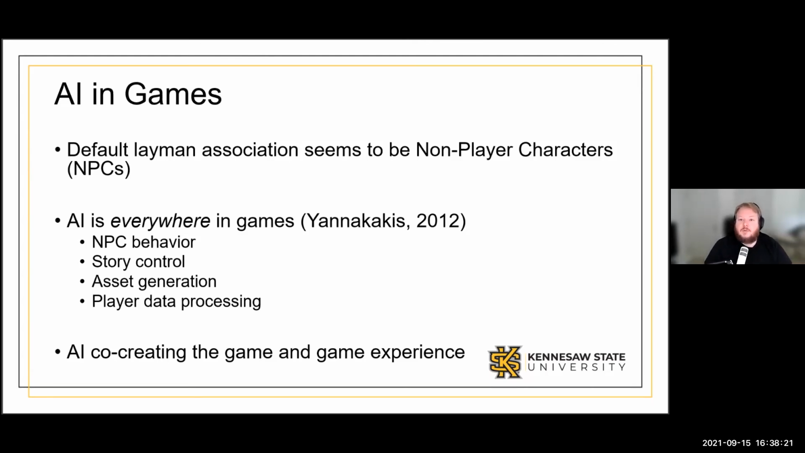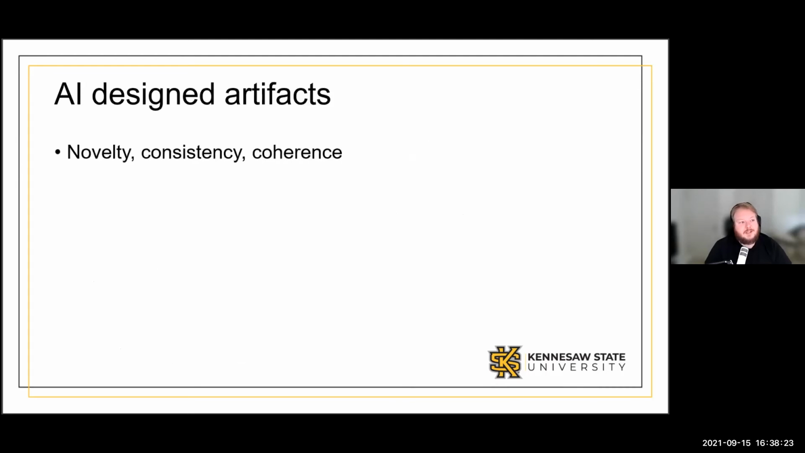All right, so we also have a bunch of artifacts that are created by AI in games. And when we're looking at these AI designed artifacts, we need to have some kind of criteria for how we should evaluate them. The ones that I've found based on my research and the research of others is that we need to look at novelty, we need to be consistent, we need to be coherent.